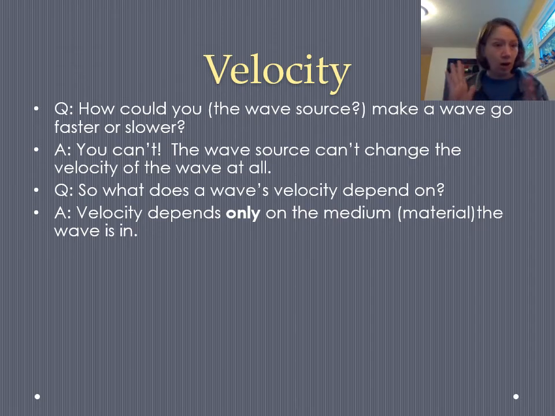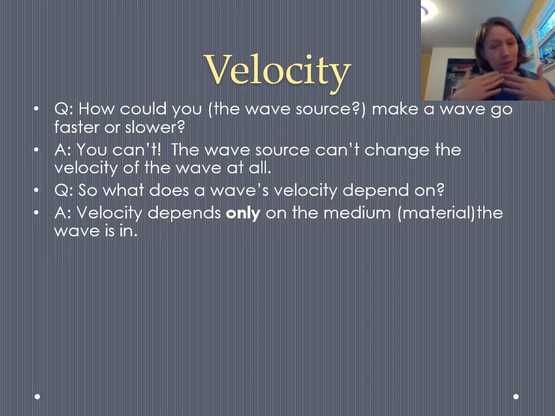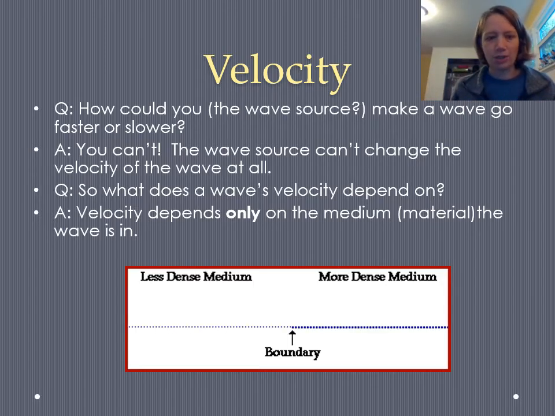That means water waves always travel at the speed of water waves. Slinky waves always travel at the speed of slinky waves. Rope waves travel at their speed. Sound waves all travel at the same speed, right? There's nothing you can do to make your yell get to me faster as the wave source, because it's just going to move through air as fast as it moves through air without any way to adjust it.